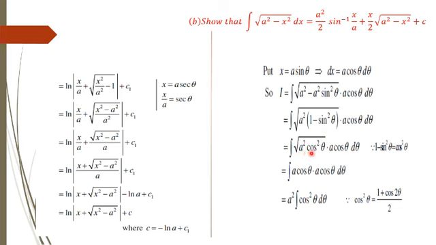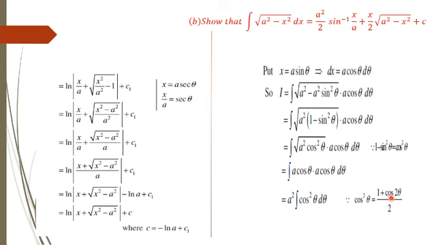A square cos square theta can be written as a cos theta whole square, and that whole square cancels with the square root. Then we have only a cos theta with a cos theta d theta. A into a is a square, cos theta into cos theta is cos square theta d theta. And replace the value of cos square theta. What is the value of cos square theta?